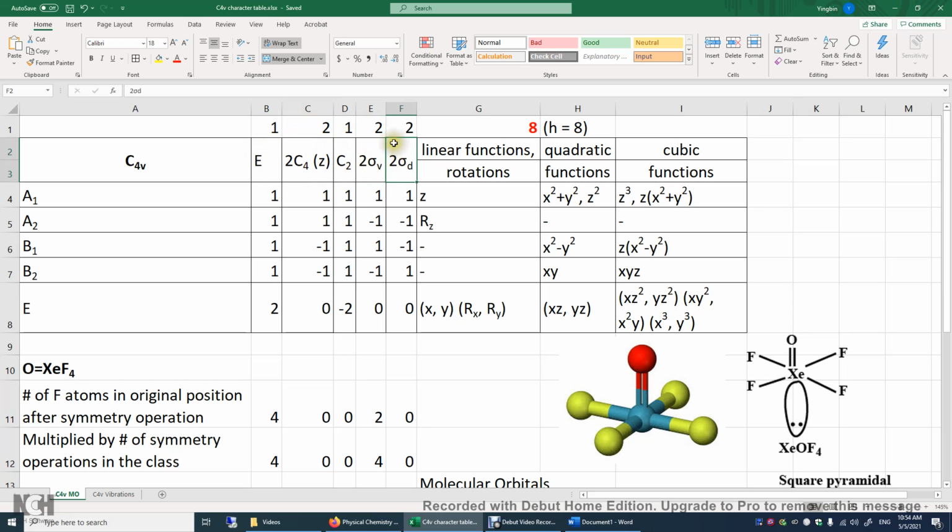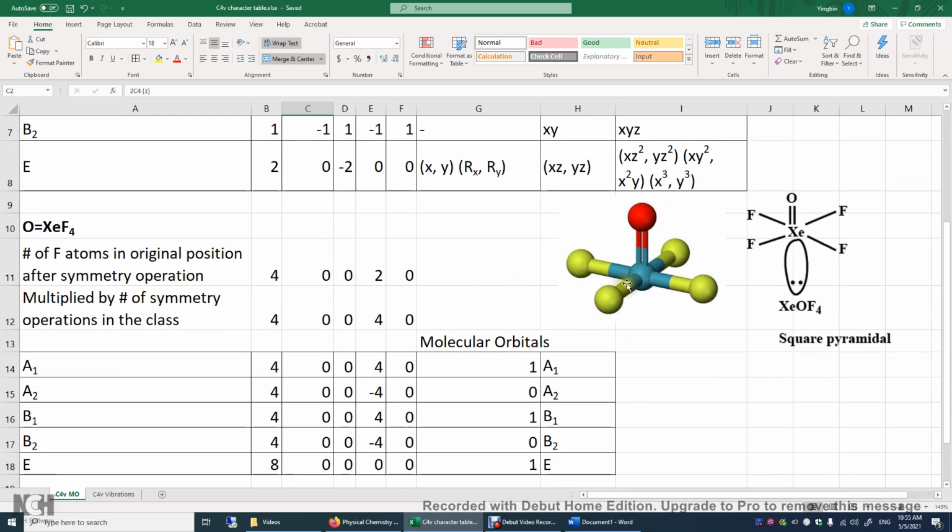So if you count the total number of symmetry operations, 1 plus 2 plus 1 plus 2 plus 2, that's 8. And this number 8 is the order of the C4V point group. Another way to compute the order is this: 1 squared plus 1 squared plus 1 squared plus 1 squared plus 2 squared, that's 8, multiplied by the number of symmetry operations here, that's 1. So 8 times 1 is 8. Or you can just use these five numbers, square them, and sum up all those squares. You get four times the number of symmetry operations, so 4 times 2, you get 8. Same here: square them, sum up the five squares, you get 8, and 8 times 1 is 8.